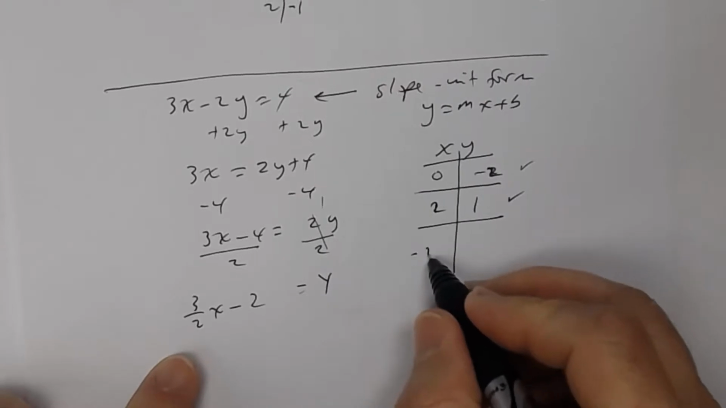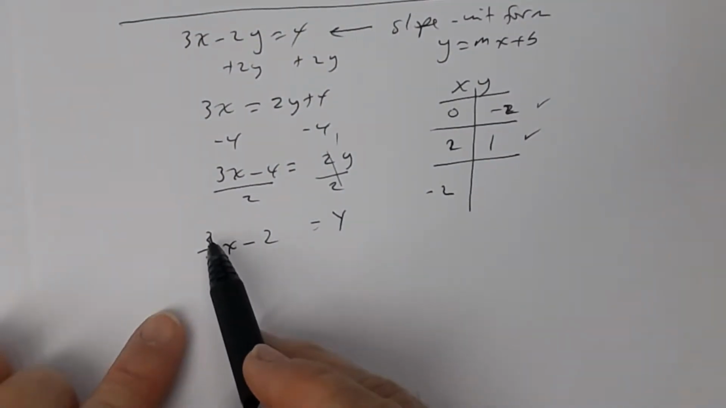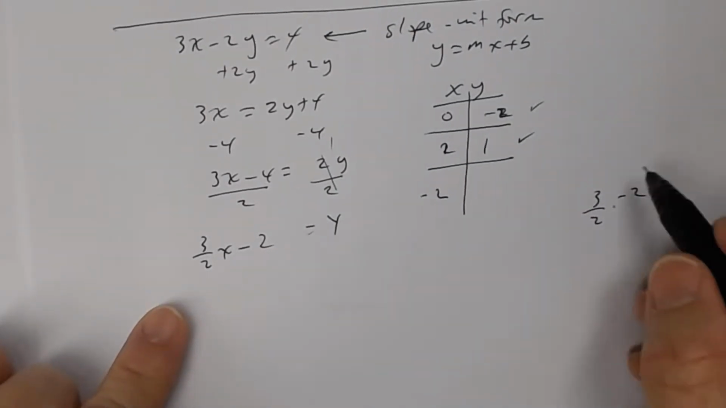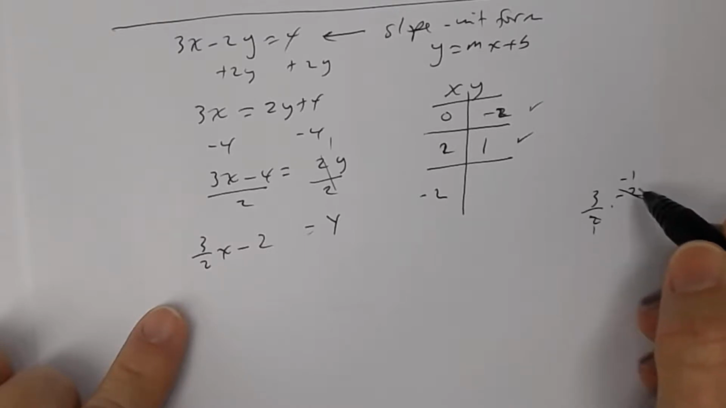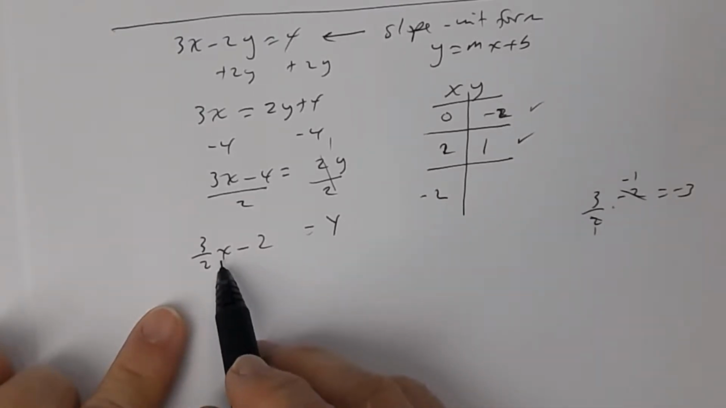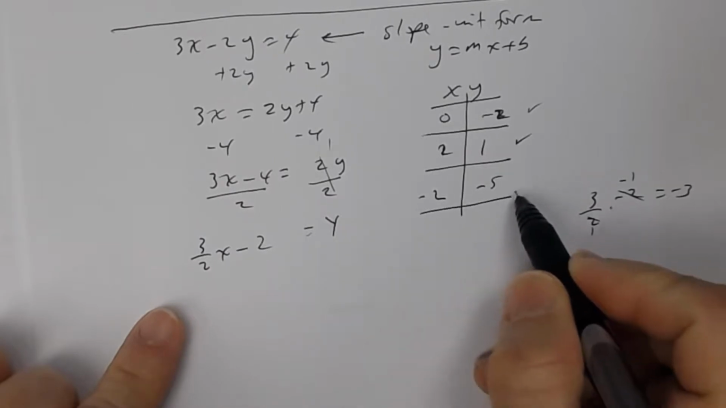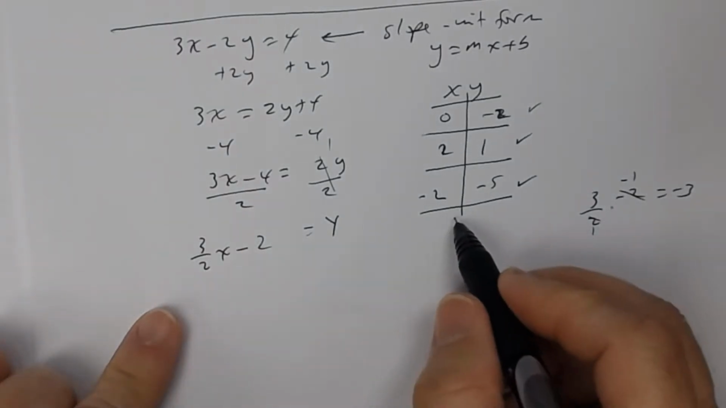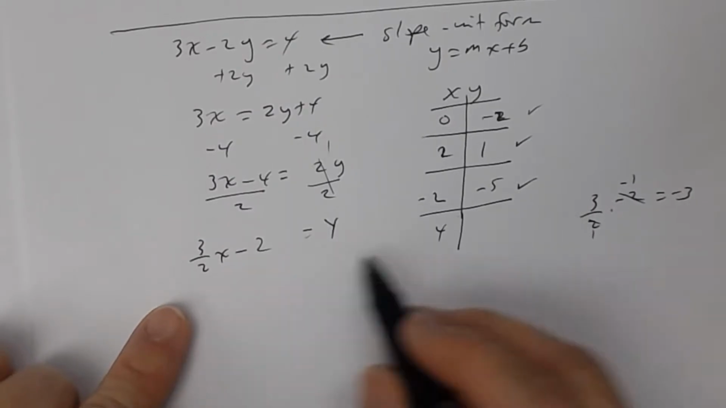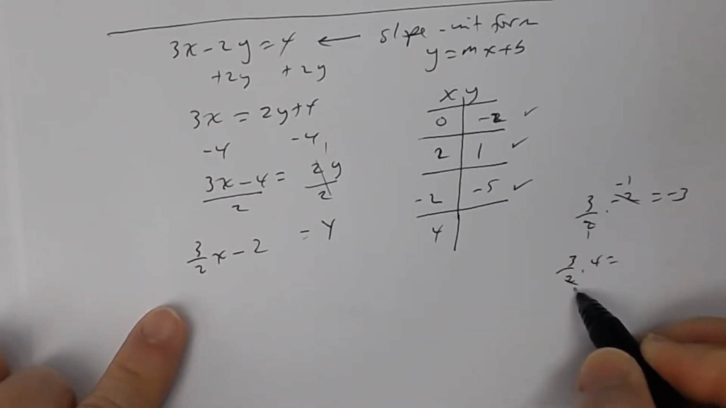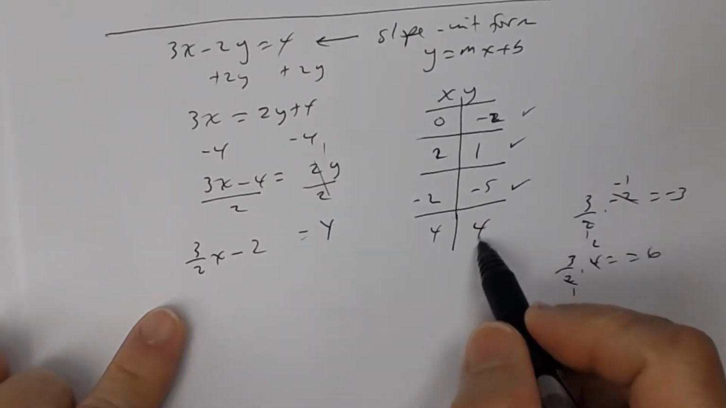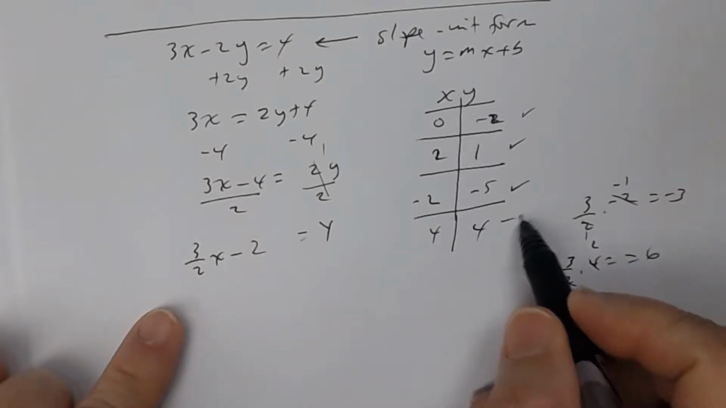If x is, let's say, negative 2, 3 halves times a negative 2, 2 into 2 is 1, 2 into negative 2 is negative 1, and this becomes negative 3. So negative 3 and negative 2 is negative 5. So I get one y value when x is negative 2. If x is, let's say, 4, I get 3 halves times 4. 2 into 2 is 1, 2 into 4 is 2, so I get 6. 6 minus 2 is 4. So when x is 4, there's only one y value. And so on.